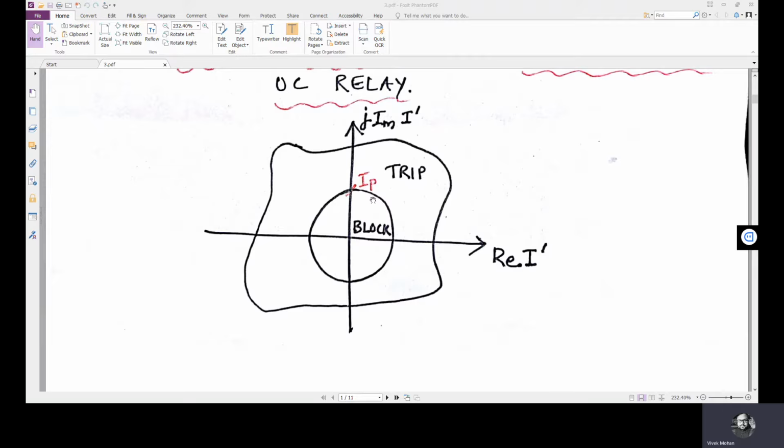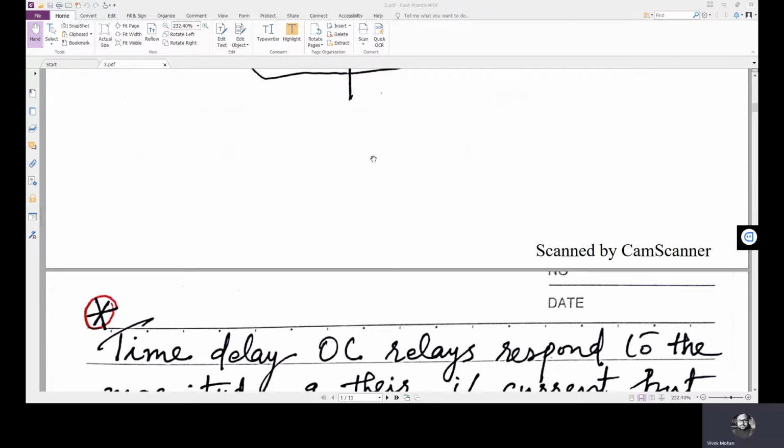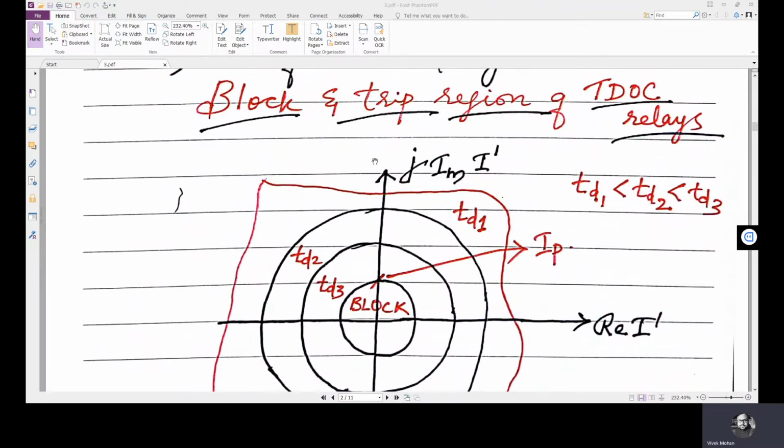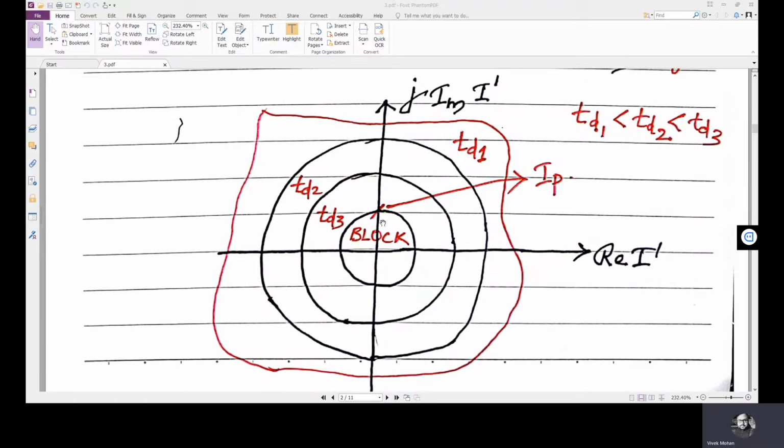Okay, now there are time delay overcurrent relays also. They respond to the magnitude of their input current, but with an intentional time delay. This can be seen from this figure, the block and trip region of time delay overcurrent relays, or TDOC relays. Here you can see that IP corresponds to the block region; the magnitude of IP corresponds to the magnitude of the radius of the block region.